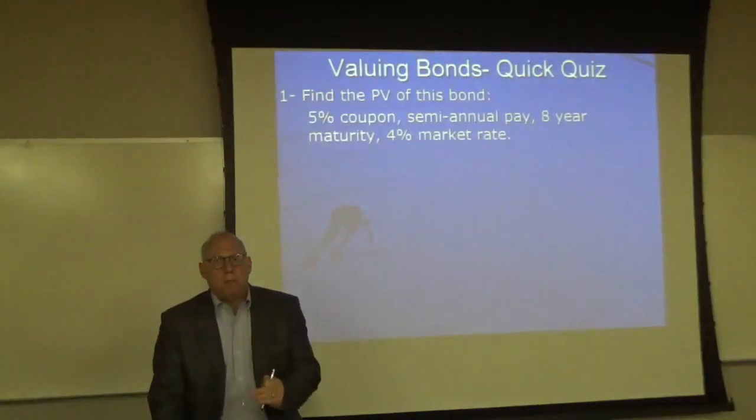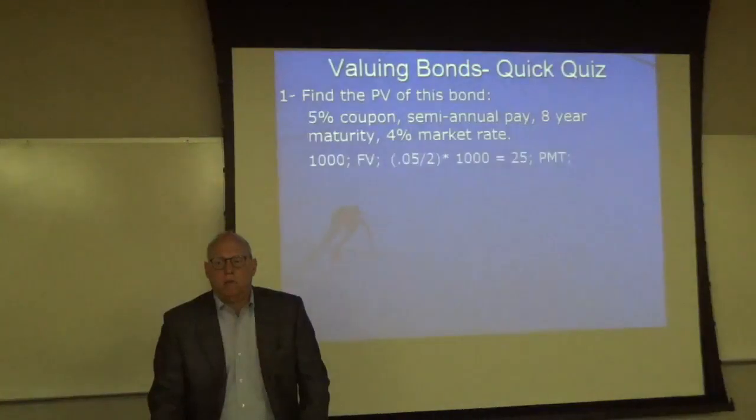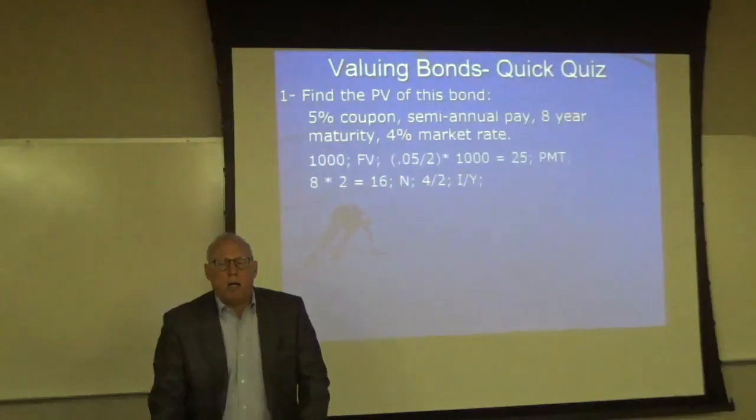So you have to remember that you're going to get that par value, and that happens in the future. So 1,000 is our future value. We're going to take the 5% coupon divided by 2 since it's semi-annual, and multiply it by 1,000, and 25 is our payment. 8 years times 2 payments per year, 16 is our N. Our IY, our market rate, is 4% divided by 2. Our semi-annual IY is 2%. So 4 divided by 2 is 2 is our IY.